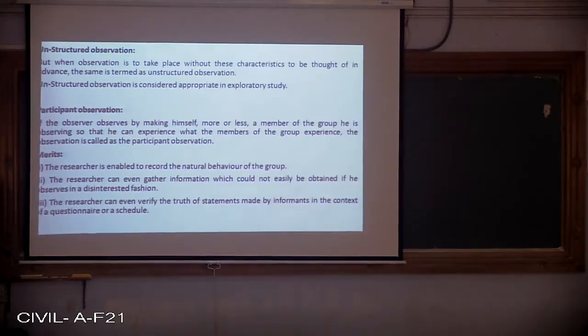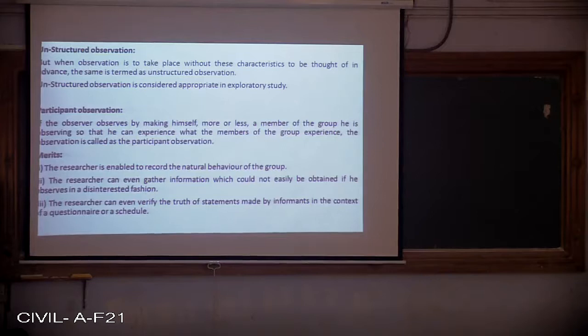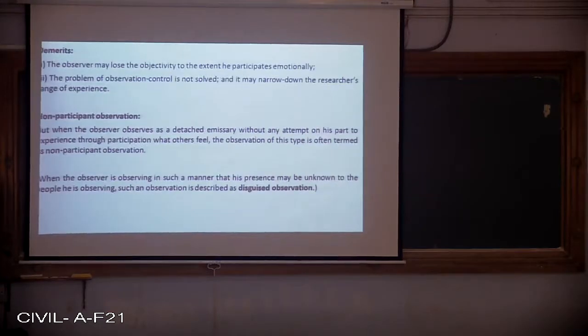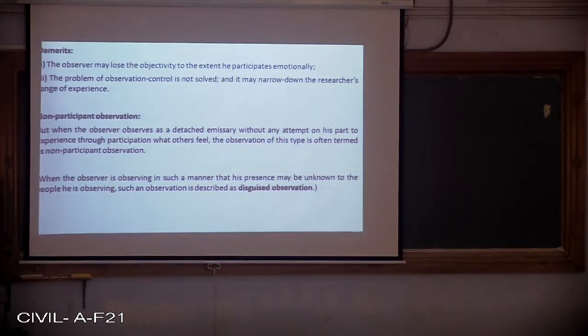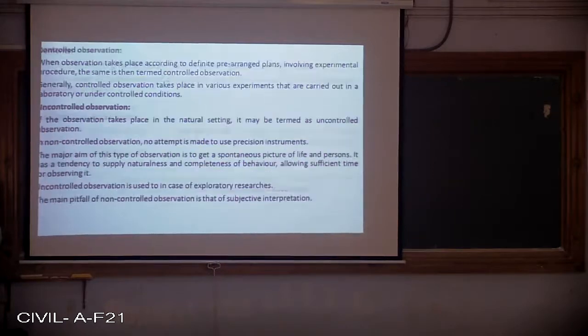Participant observation. If the observer observes by himself, making himself more or less a member of a group, observing so that he can experience what the members of the group experience, the observation is called participant observation. Okay. Non-participant observation. But when the observer observes as a detached emissary without any attempt on his part to experience through participation what others feel, the observation of this type is often termed non-participant observation.